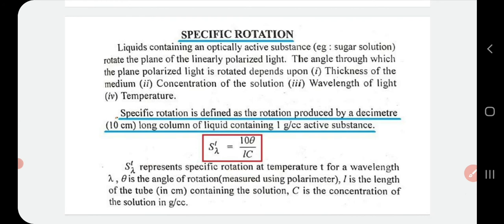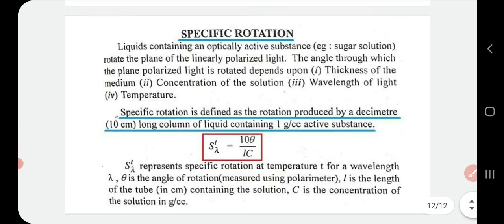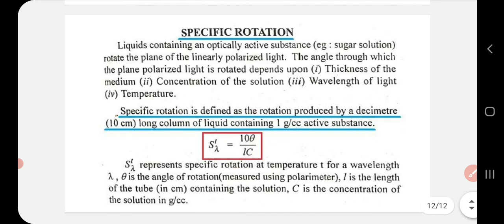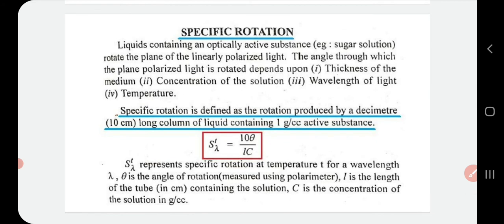Liquids containing an optically active substance like sugar solution will rotate the plane of linearly polarized light. The angle of rotation depends on the thickness, concentration and wavelength, and also temperature. So these are the factors on which specific rotation depends: thickness of medium, concentration of solution, wavelength of light and temperature. Specific rotation is defined as the rotation produced by a decimeter, that is 10 cm long column of liquid containing 1 gram per cubic centimeter of active substance.